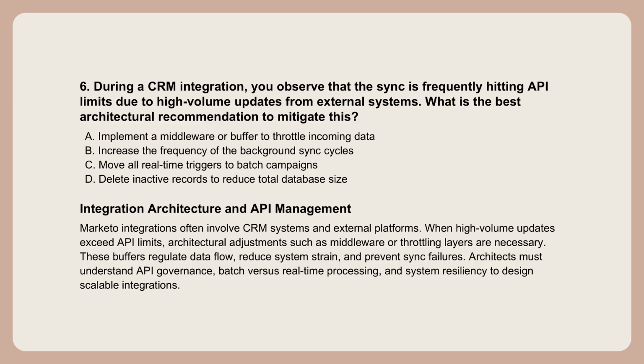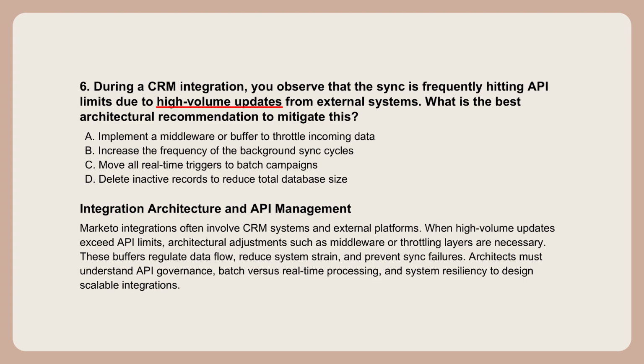Let's look at another real-world architectural problem from the sources. This is practice question 6, and it deals with system limits. Well, this is a good one. Right. The scenario is this. During a massive CRM integration rollout, you observe that the sync is frequently hitting Marketo's concurrent API limits because of high-volume updates coming from external systems.